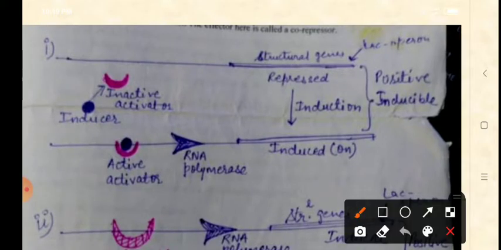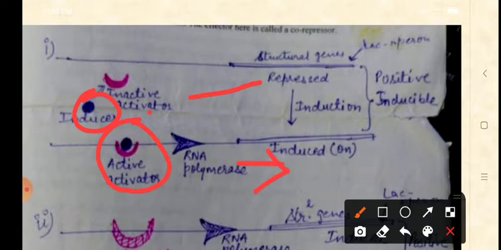First of all, the regulator gene produces an inactive activator protein. If it is inactive, it cannot bind the initiation site and hence the system is off. Protein synthesis is not taking place. As soon as inducer becomes present, it activates the activator. The inducer binds to the inactive activator and converts it into active activator, and the active activator binds to the initiation site and allows movement of RNA polymerase, and protein synthesis takes place.